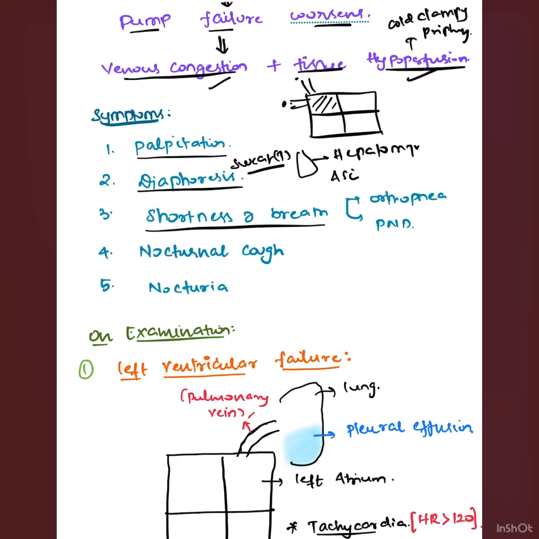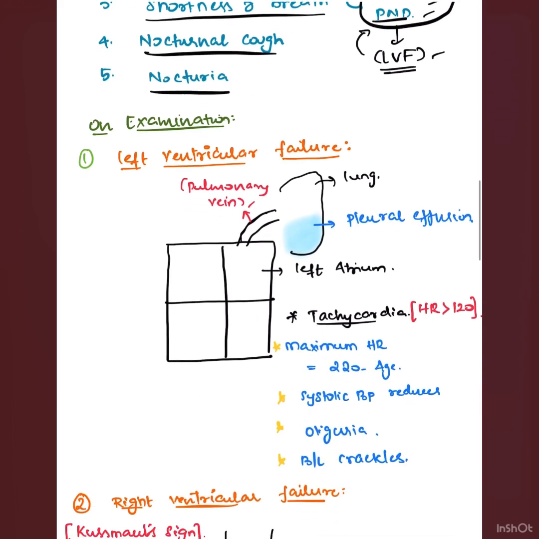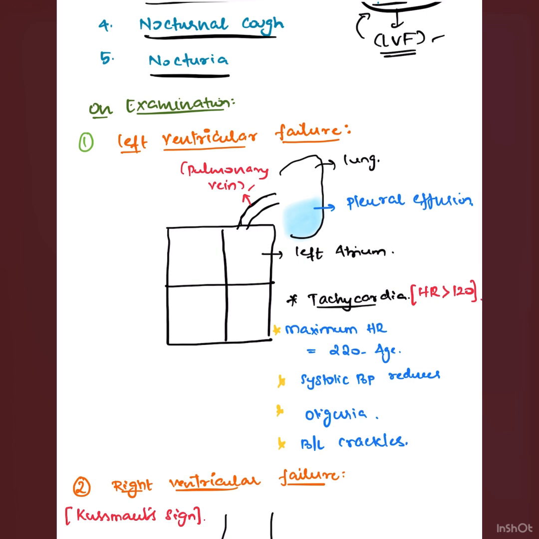Then shortness of breath is there, known as orthopnea and PND. These cases occur in left ventricular failure. In left ventricular failure, mainly the lungs are affected, hence orthopnea and PND occur. Nocturnal cough occurs, and nocturia also occurs. On examination, this is very, very important: we have to differentiate whether it is a left ventricular failure or a right ventricular failure.